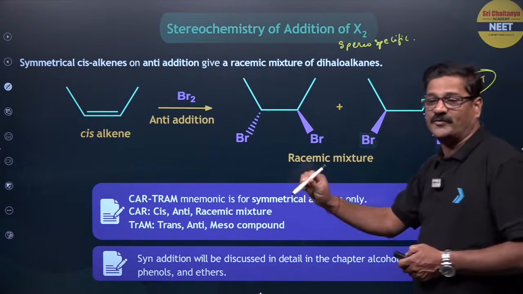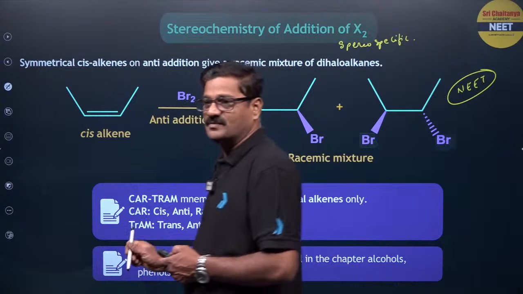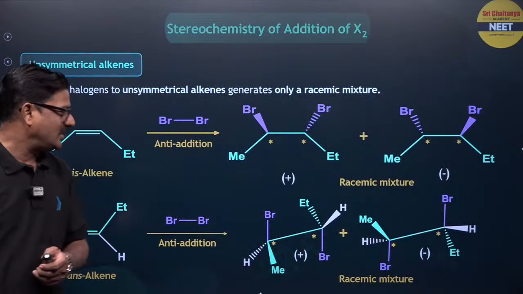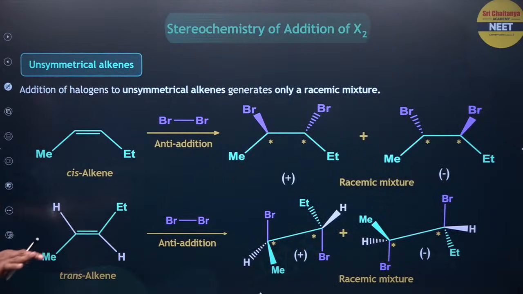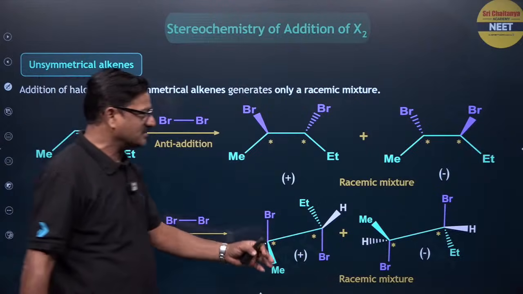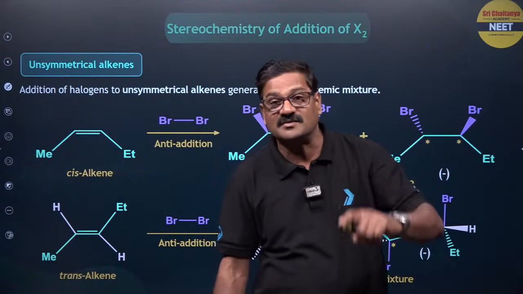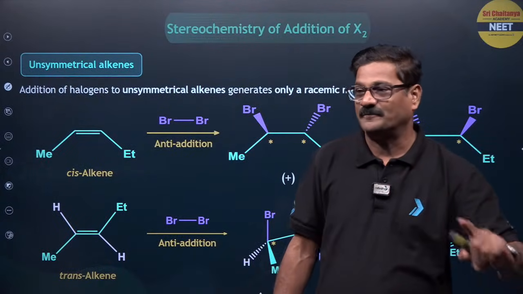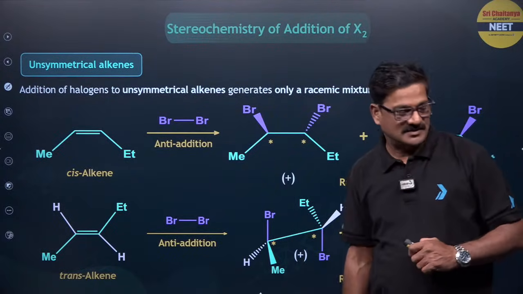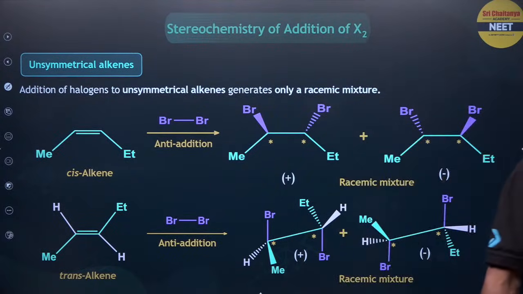When you choose among the options, this is the best way you can do it. Moving ahead, for the unsymmetrical alkene, cis gives a racemic mixture and trans also gives a racemic mixture. If you have any doubts, please let me know, students.